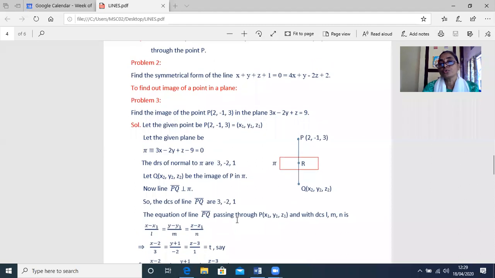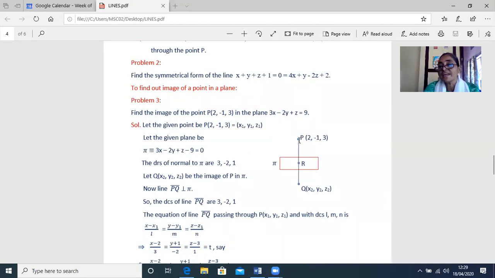Let us move on to the third variety today, that is to find the image of a point in a plane. This is a very important problem, girls. You will be given a plane and a point, and for that point you will be asked to find the image. Now look at the figure carefully, girls. If you draw the diagram, you will come to know what is given and what to find.